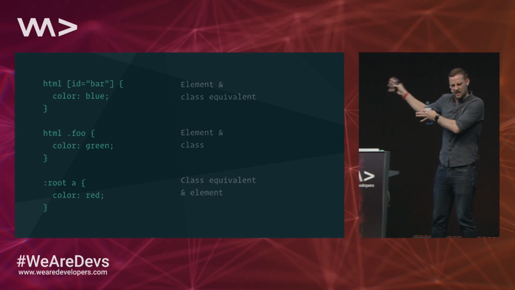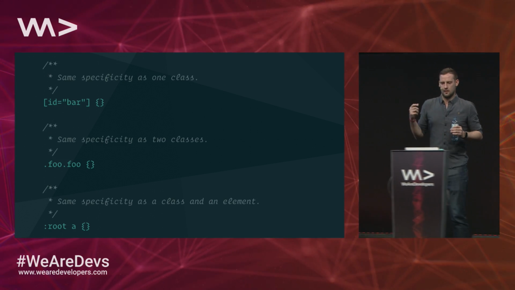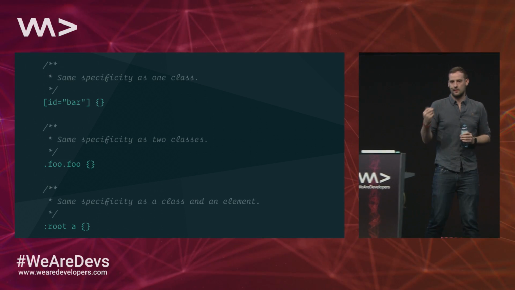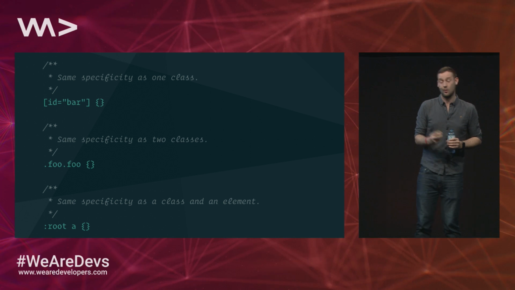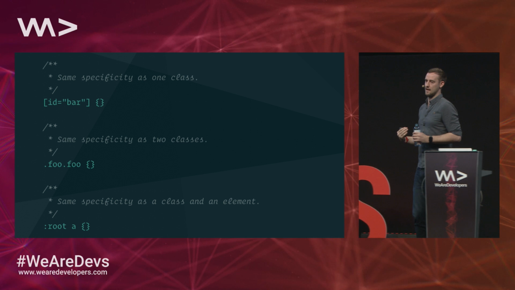This slide isn't in itself that useful, so I've pulled things out into a more digestible slide. If you write an ID as an attribute selector, you don't need to change the ID in your markup, but you can bring its specificity down to a class.